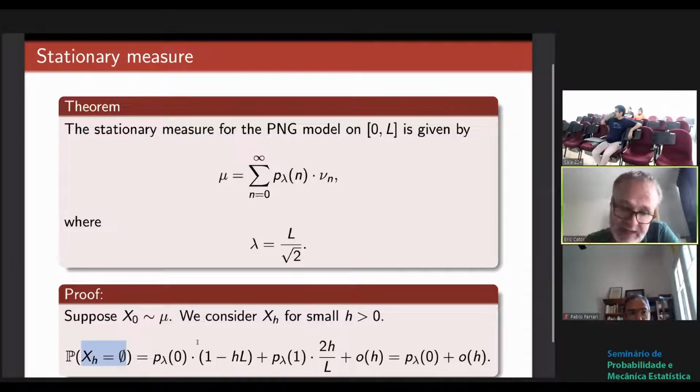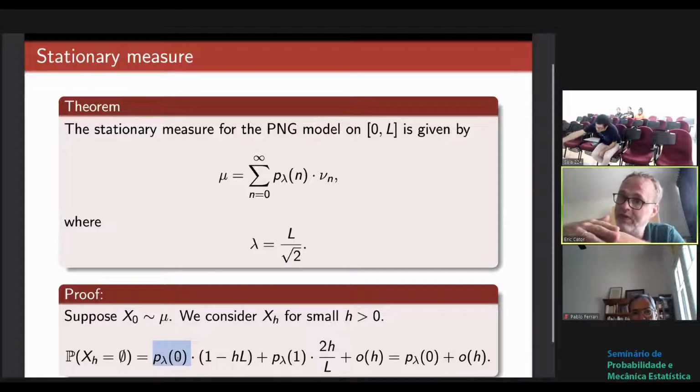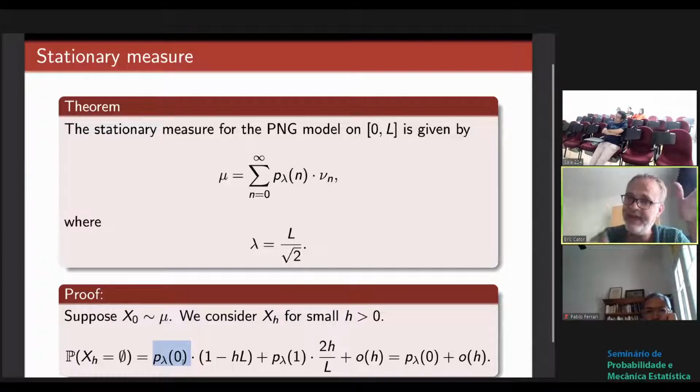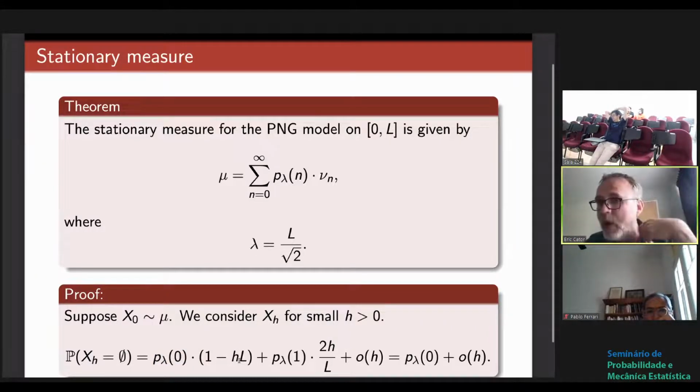Either you, at time 0, start with the empty configuration, and then you want to keep this empty configuration up to time h, and that means that there shouldn't be a creation of a positive and negative particle in that point. Right? Should be no creation. Now the probability of finding a Poisson point in length L and height h is of course h times L. So you get p lambda 0 times (1 minus hL). So that's the first option to get an empty configuration.